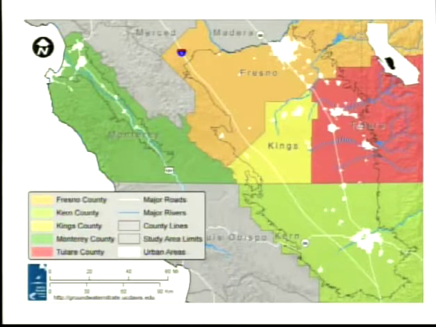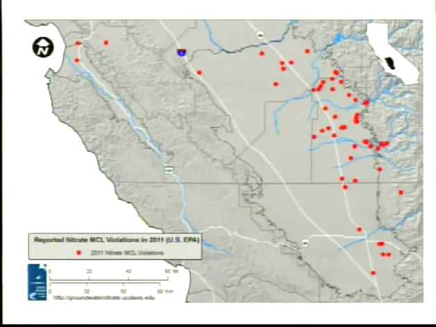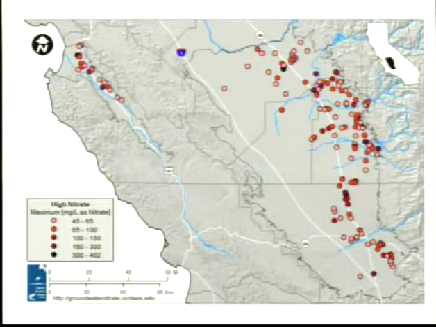The study areas that were looked at in the Salinas and Tulare basins identified these points where there were MCL violations in 2011, and so these are no different than we just saw earlier this morning. But if you look at these in terms of the concentrations, you can see that there are some substantially high concentrations, as were just referenced in the previous presentation.